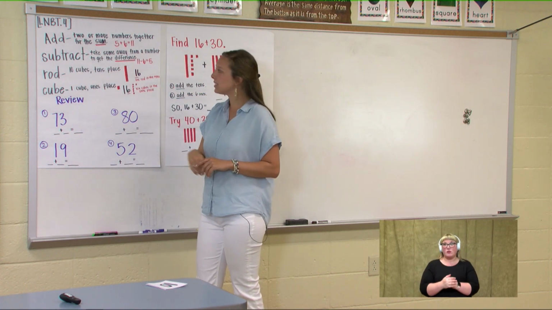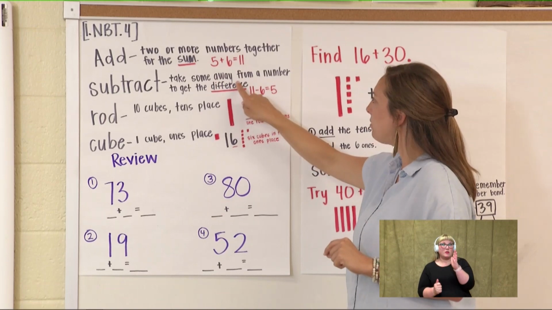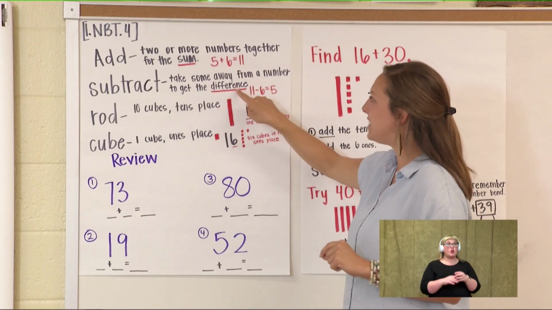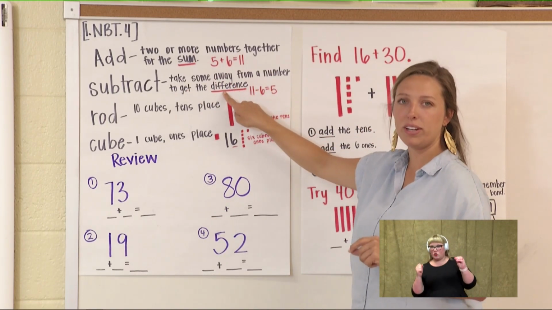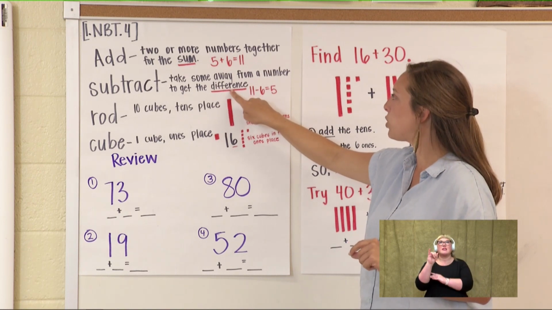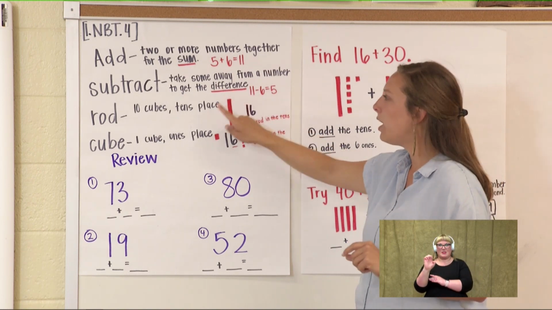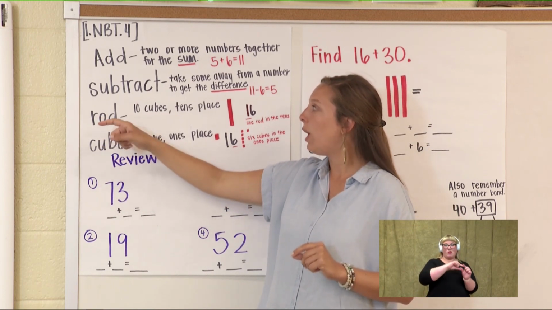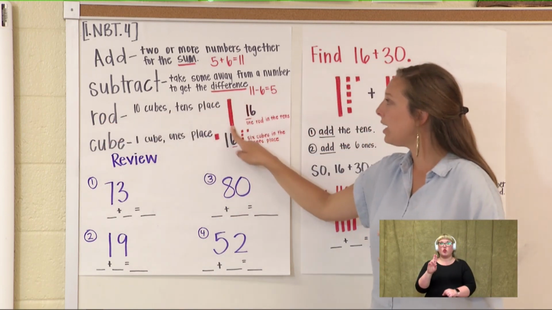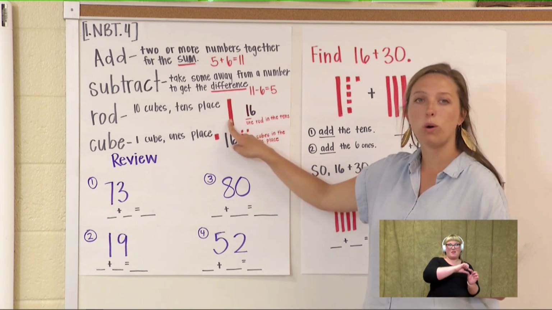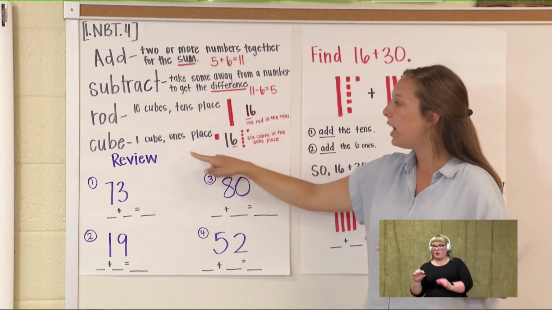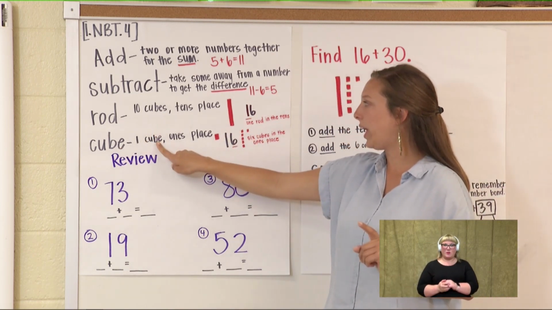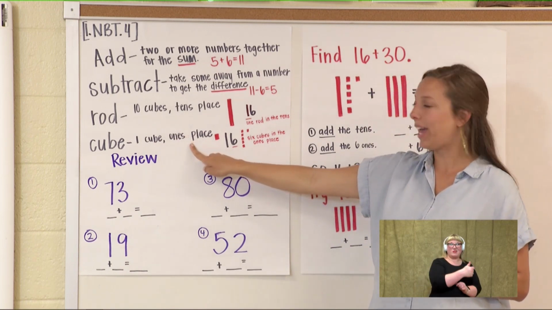To subtract, take some away from a number to get the difference. The difference is the answer to the subtraction equation. And when we first started, we talked about rods and cubes. A rod is made up of 10 cubes and holds the tens place. A cube is just one and it holds the ones place.